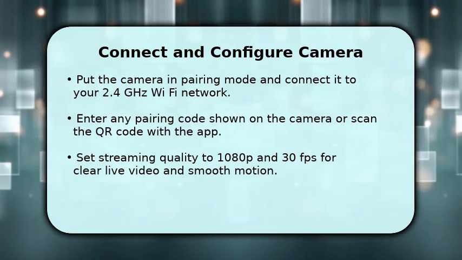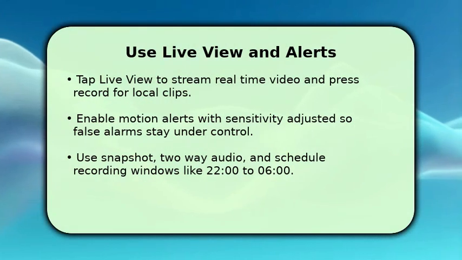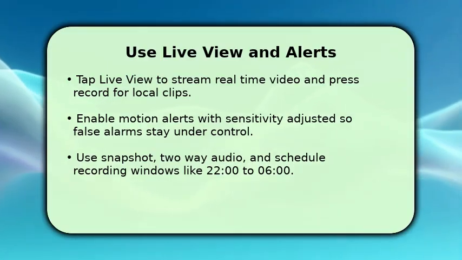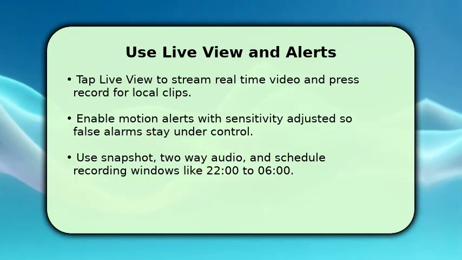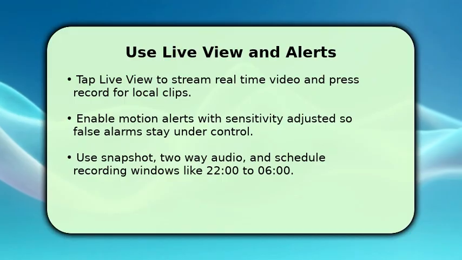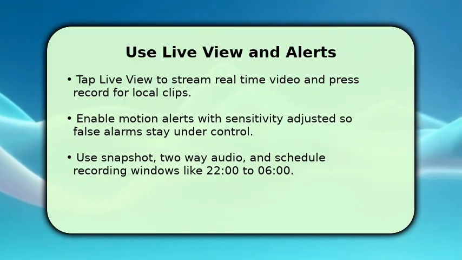Tap Live View to stream real-time video and press record to save local clips. Use the snapshot button to capture a still image and the two-way audio feature to speak with visitors. Enable motion alerts and adjust sensitivity to prevent false alarms from pets or branches.